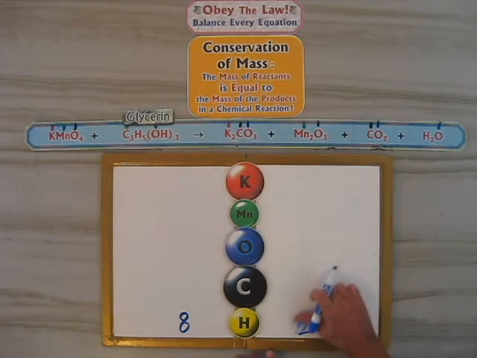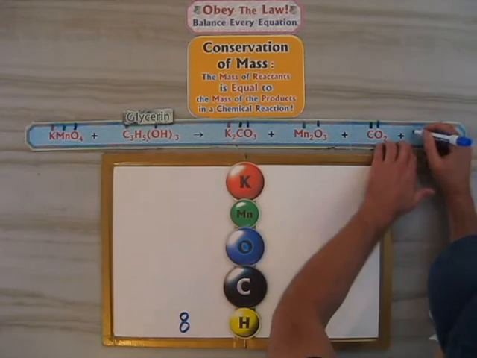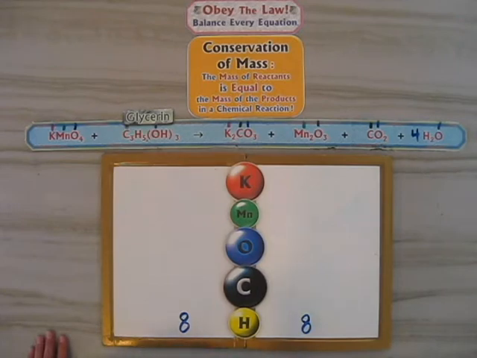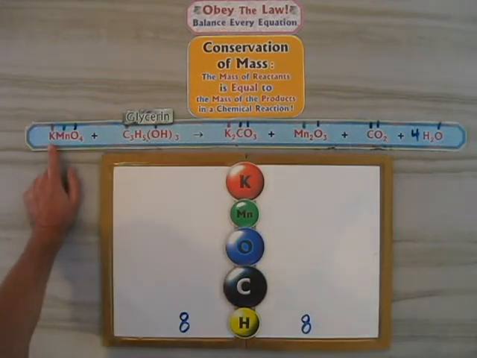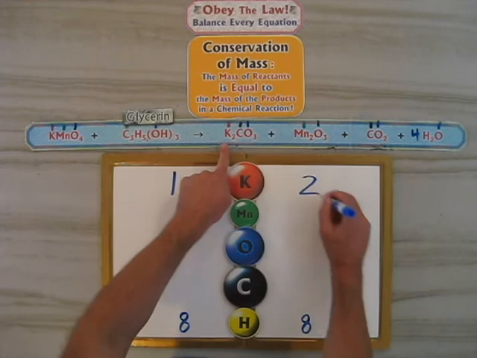Okay, well, I need to multiply that. I need to multiply this by a coefficient of 4 and then I've got 8 hydrogen on this side. So hydrogen, 8 and 8, done. Now let's deal with the potassium. Potassium, there's 1 on this side, and there's 2 on this side.